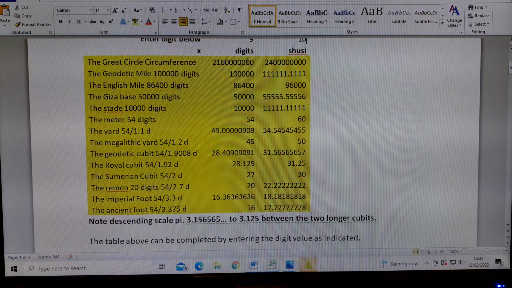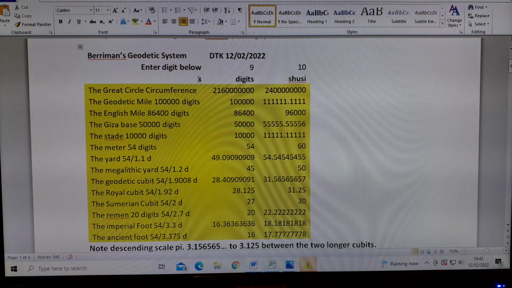Because like I say, the only thing we need to do in this model is put the digit in it. We put the digit in that cell there, and there's a whole table of calculations that will be produced here. So let's have a look at what happens.